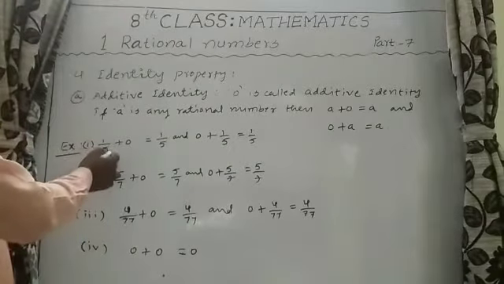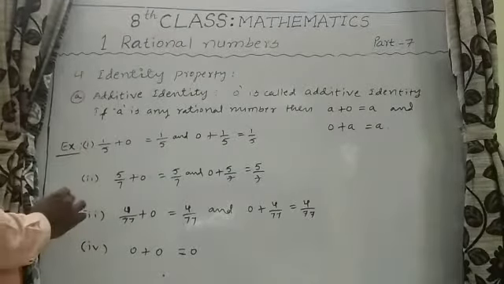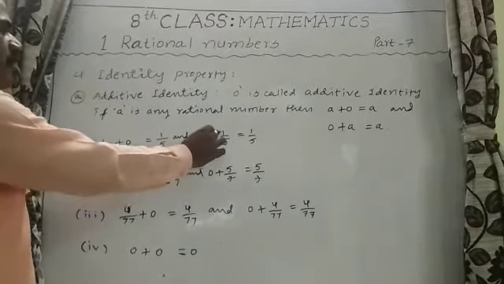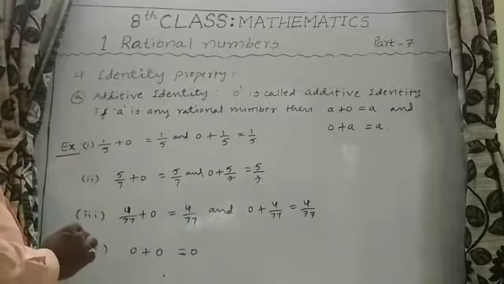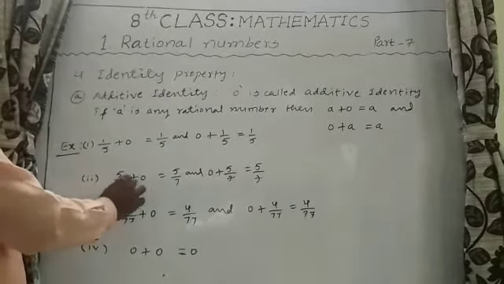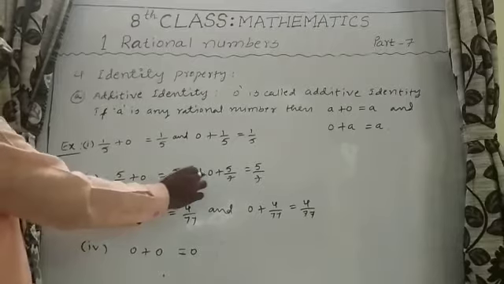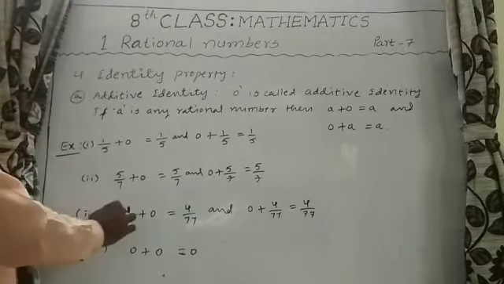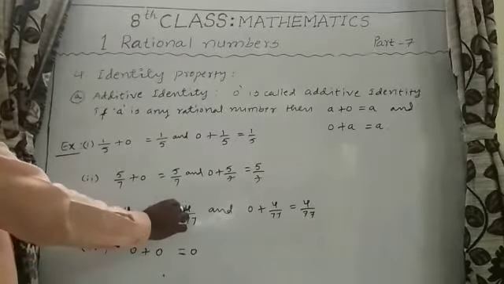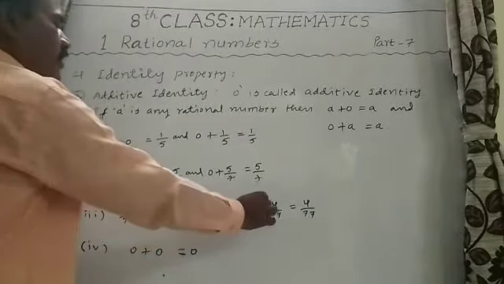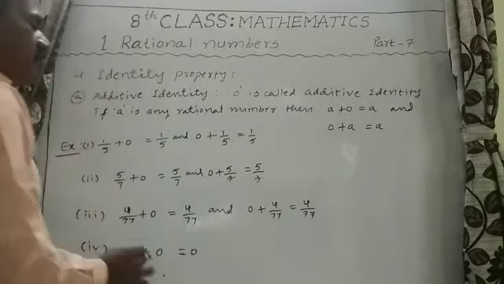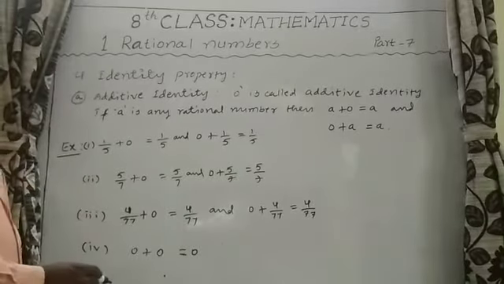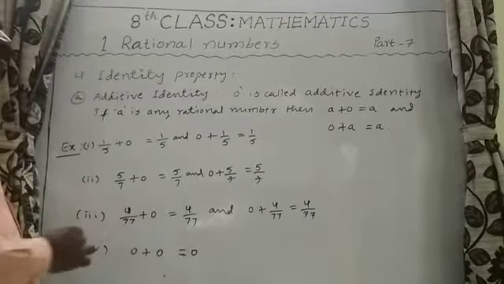Example, any rational number added to 0. 1/5 plus 0 is equal to 1/5 and 0 plus 1/5 is equal to 1/5. Second example, 5/7 plus 0 is equal to 5/7 and 0 plus 5/7 is equal to 5/7. Third one, 4/77 plus 0 is equal to 4/77 and 0 plus 4/77 is equal to 4/77. Fourth example, 0 plus 0 is equal to 0. 0 is added to 0, we get 0.